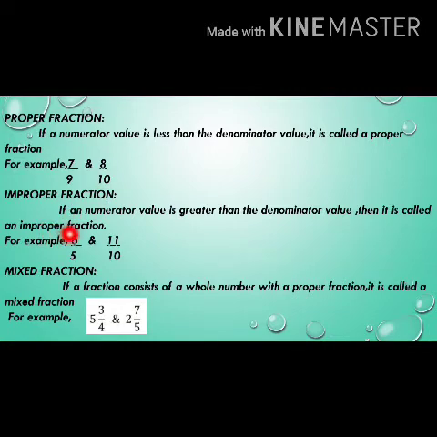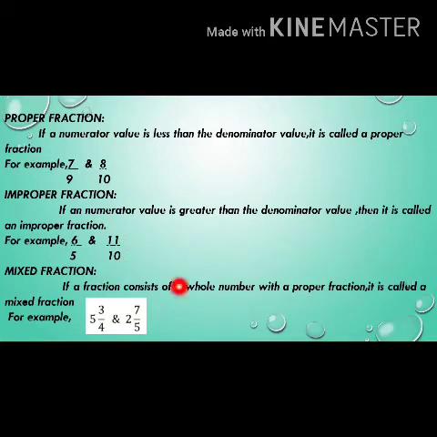Improper fraction. If a numerator value is greater than the denominator value, then it is called an improper fraction. For example, here we have fractions 6 by 5 and 11 by 10. Here the numerator value is 6 and the denominator value is 5. Here the numerator value is 11 and the denominator value is 10. The numerator value is greater than the denominator.